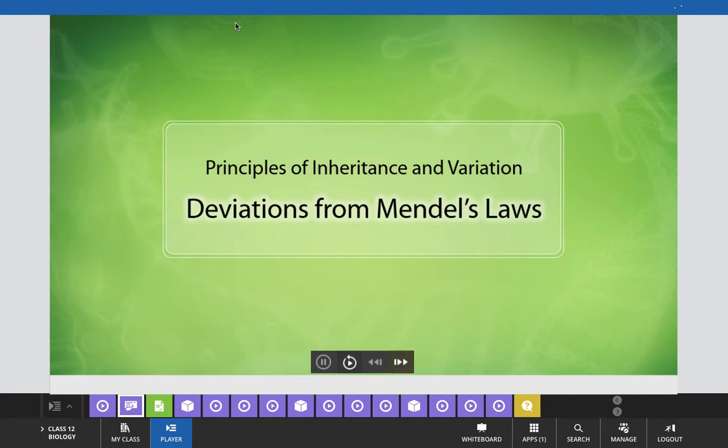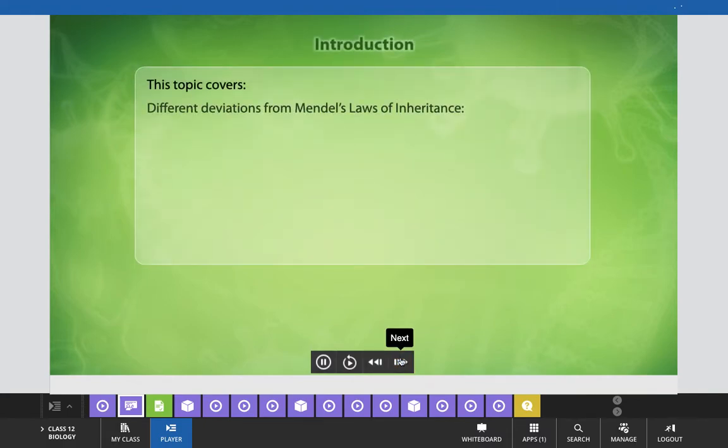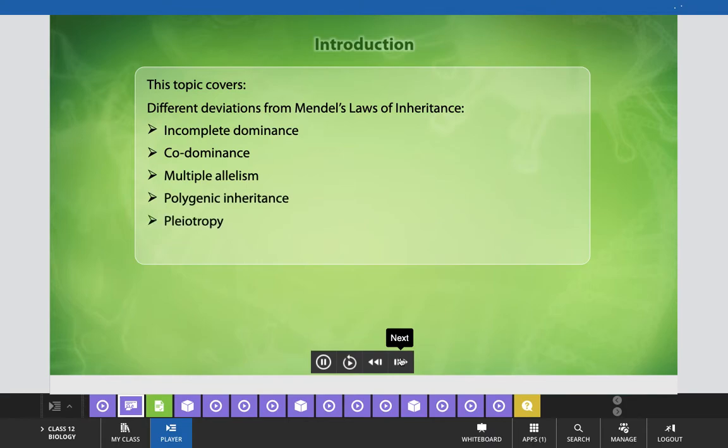In today's class of Principles of Inheritance and Variation, we are talking about deviations from Mendel's laws, and in this we will cover the topics incomplete dominance and codominance. The other deviations, multiple allelism, polygenic inheritance, pleiotropy, and epistasis, we will take in later classes. Today we will focus on these two deviations of Mendel's laws, that is incomplete dominance and codominance.